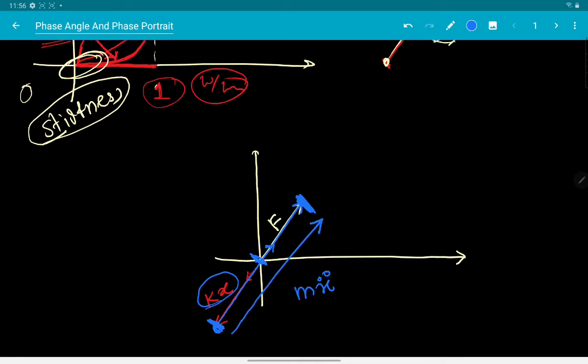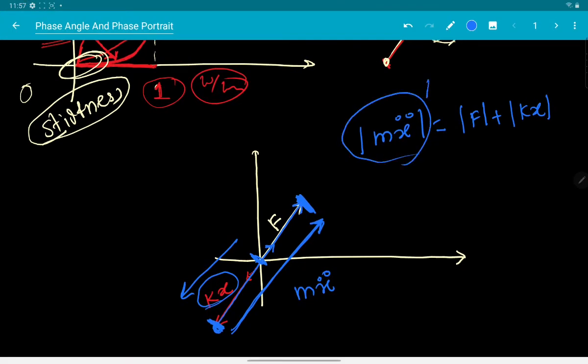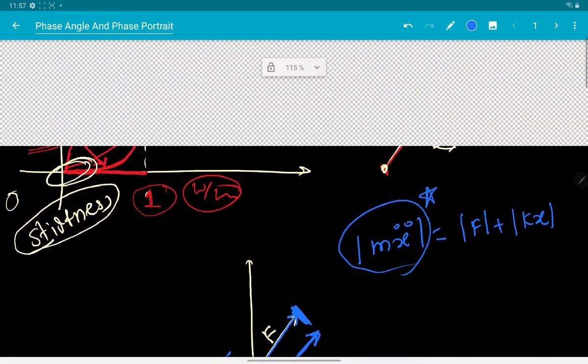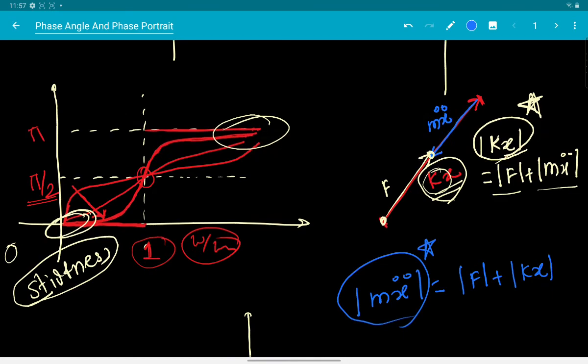So which is the larger one? This is mx double dot, right? This was kx. Obviously mx double dot is now the largest of all forces, and now I can write that the magnitude of mx double dot is equal to the magnitude of f plus the magnitude of kx, and hence this is the dominating force. If this is the dominating force, what is going to determine the system's behavior? It is the inertia, and hence we call this region, where we see a phase difference of pi, the inertia dominated region.